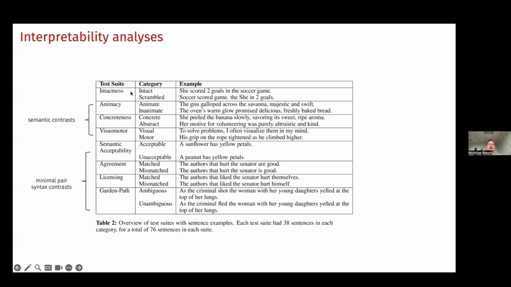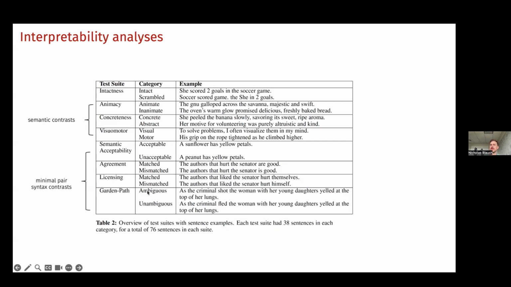We can also look at intactness, which is taking a sentence and then shuffling all the words around. We can look at things like concreteness, visuomotor, acceptability. So there are these minimal pair syntax contrasts where in these conditions, everything is the same except for one word. And that one word makes a meaningful difference to the content of the sentence. So we can make a sentence unacceptable by taking "a sunflower has yellow petals" and turning that into "a peanut has yellow petals." We now know that that's not something that is true. It's not acceptable, and so on.